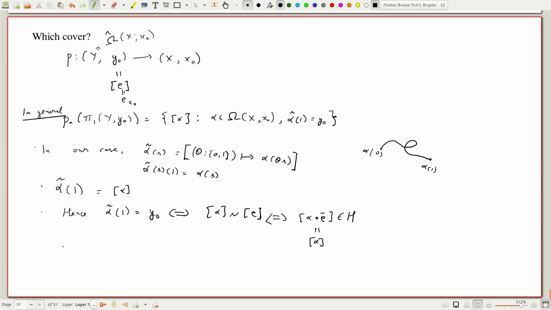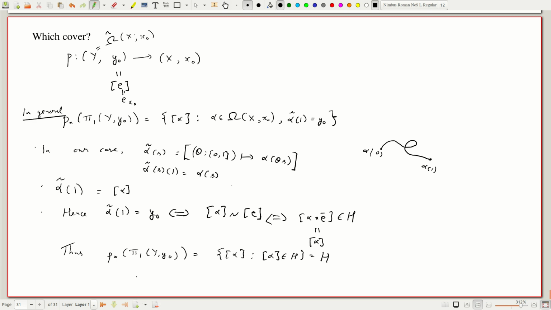Okay, so what does this let us conclude? So thus p star of pi1 of y0 is going to be the set of all classes of alpha, such that the class of alpha, this is the class in the ordinary sense of homotopy class, belongs to H, which is H itself. Well, that's what we had set out to show, right? So all this is under the assumption that X is locally path connected, semi-locally simply connected, and connected. We have constructed a cover with the fundamental group being H, or more precisely the image of the fundamental group. Okay, we have done all our work now.